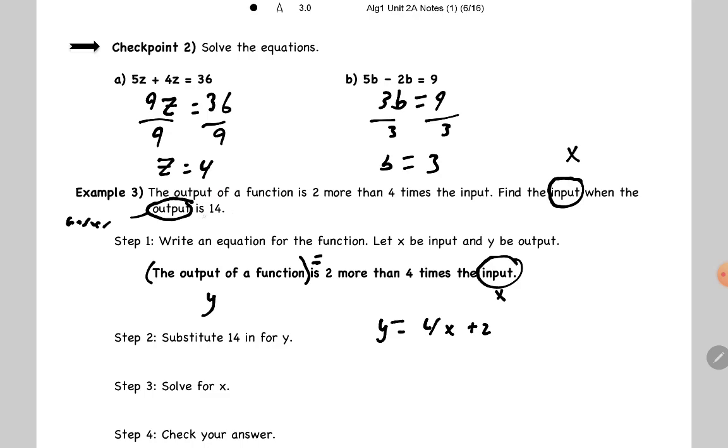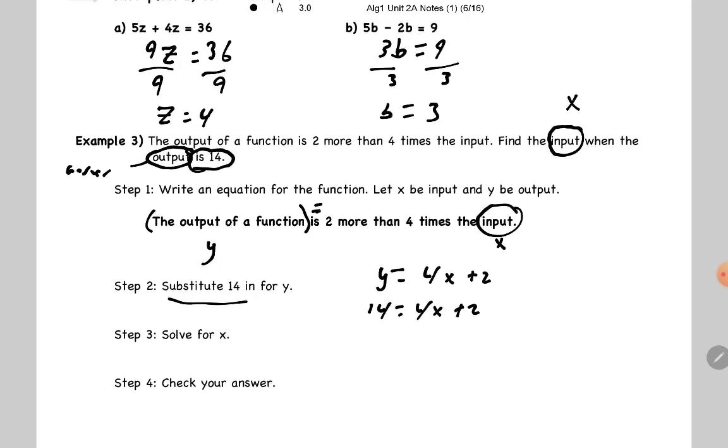Now they tell us that the output is 14. So I'm going to substitute 14 in for y. So 14 equals 4x plus 2. What number times 4 plus 2 is 14? Let's use algebra to figure that out, so we don't get mixed up in our head. I'm going to get x by itself by getting rid of the outsiders. Minus 2. 12 equals 4x. Now I get rid of the close buddies.